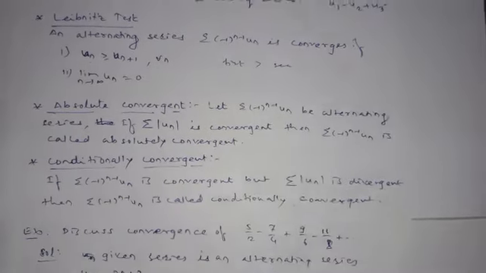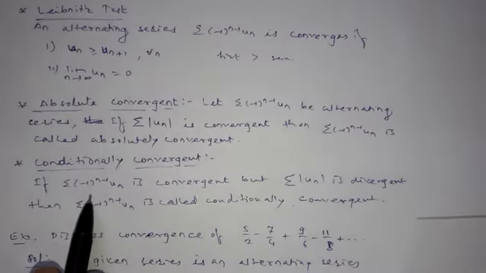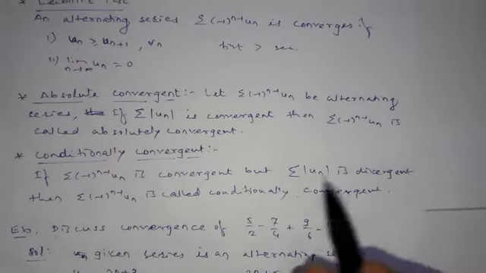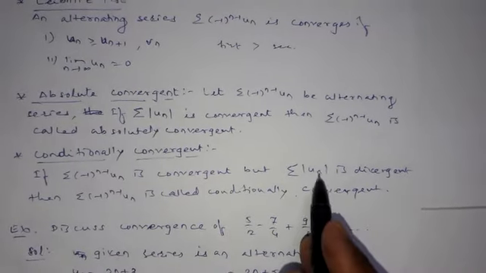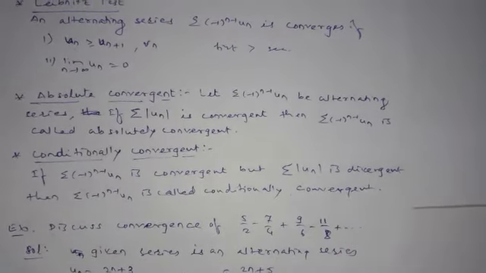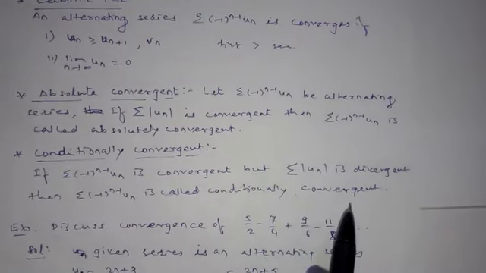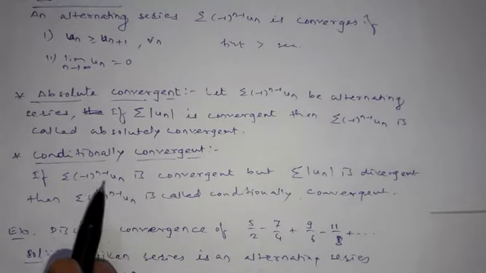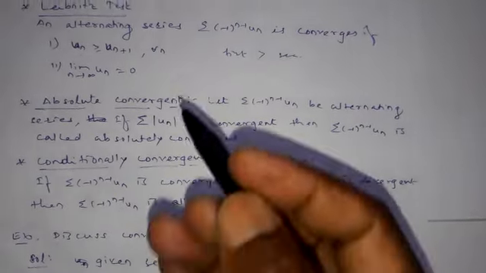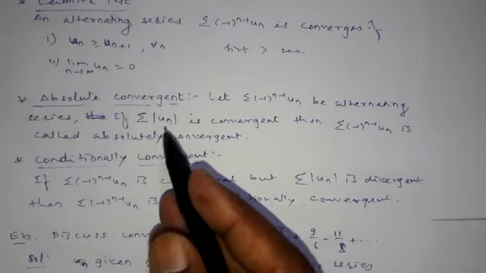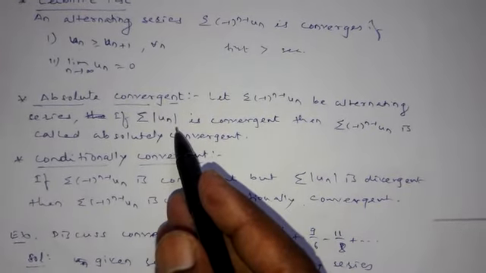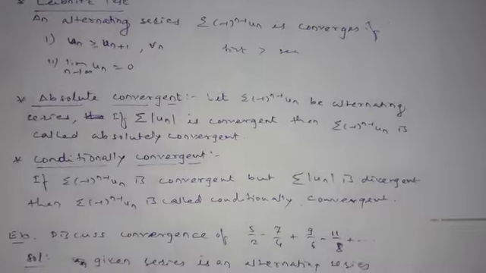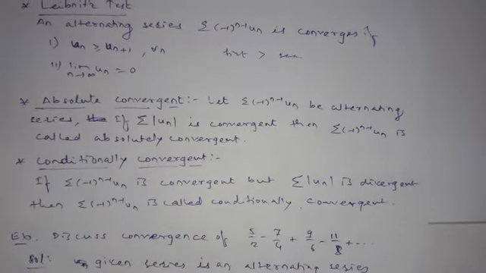And the next one is conditional convergence. If our alternating series is convergent but series |un| is divergent, then we can say that it is conditionally convergent. So for conditional convergence, it is essential that our given series is convergent. For absolute convergence, no problem, we only require that series |un| is convergent. And if your series is absolutely convergent, then series un is always convergent, but the converse is not true.